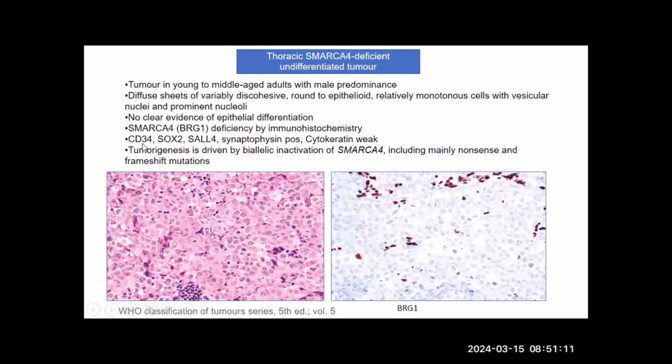It can also show other IHCs like CD34, SOX2, SALL4, synaptophysin. And cytokeratin itself is quite weak. And this is driven by biallelic inactivation of the SMARCA4 gene.